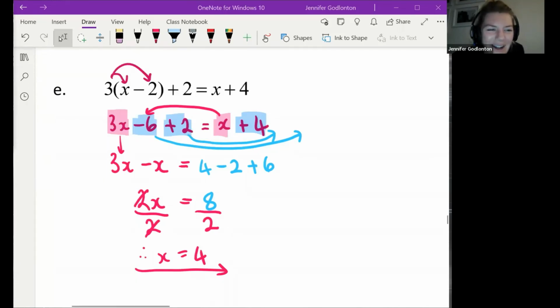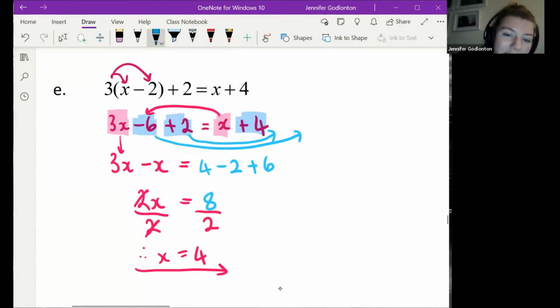Yolanda, how can I help? Hello, ma'am. Hi. Ma'am, I want to ask, how did you get the 2x? So the 2x came because remember, if there isn't a number in front of the x, it means 1x. So that's saying 3x's minus 1x, which gives me the 2x. Okay.